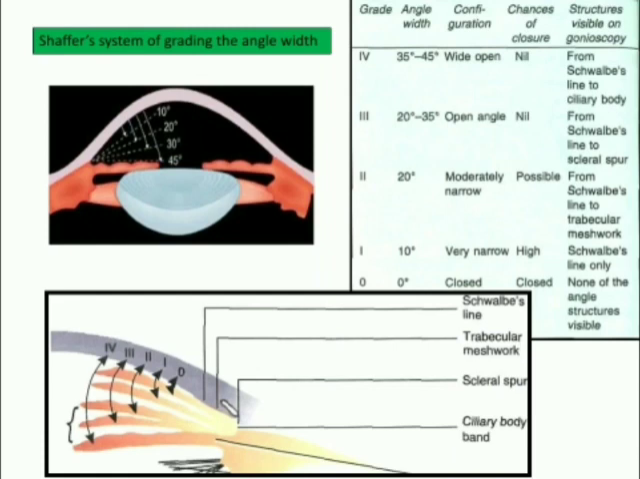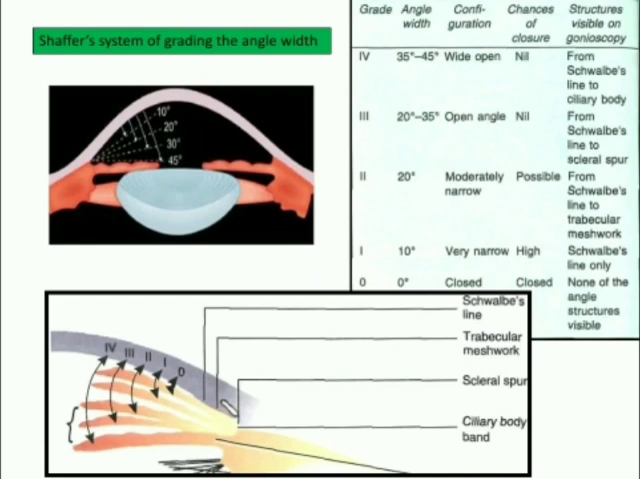Let us consider an angle of grade 2. The angle width of such an angle is 20 degrees, which is comparatively narrower than a grade 4 angle, which is a wide open angle. But the structures visible on gonioscopy for grade 2 are from Schwalbe's line to trabecular meshwork. So these are different grading systems from grade 4 to grade 0. A grade 4 is a wide open angle where all the structures of the anterior chamber angle are seen and observed through a gonioscope.